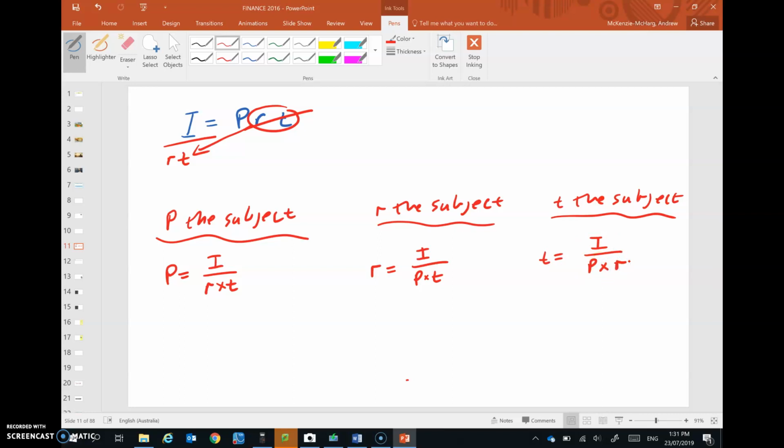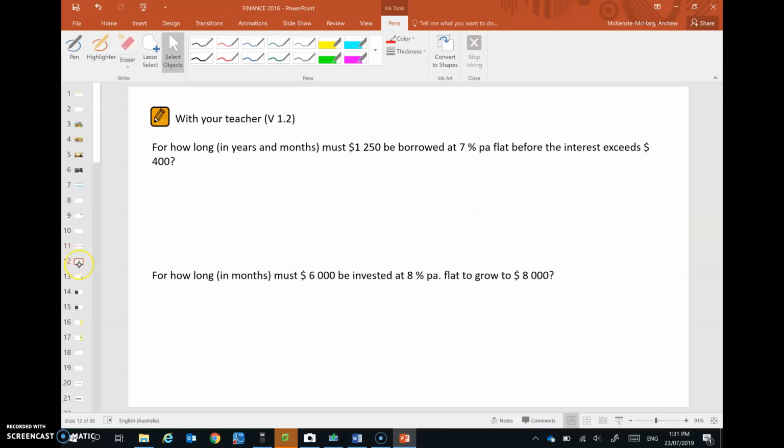Now remember, the only version of this that we get is this blue one up here that I'm just revealing again. On the information sheet you get that, but if you're asked to find any of these other values, you're going to need to rearrange the equation and understand how to do that. So let's look at some examples.